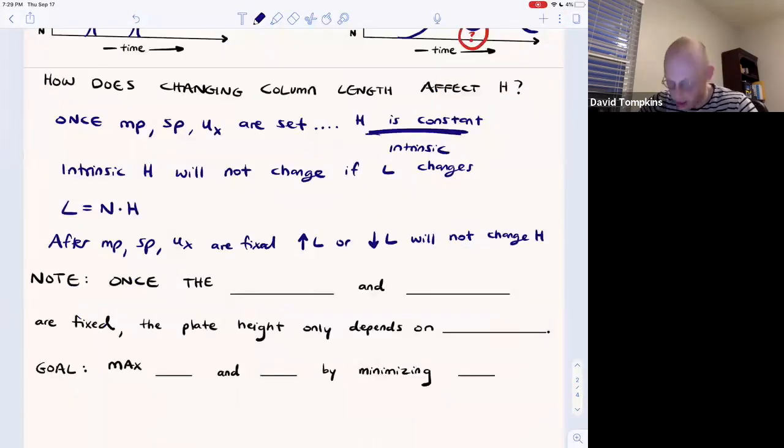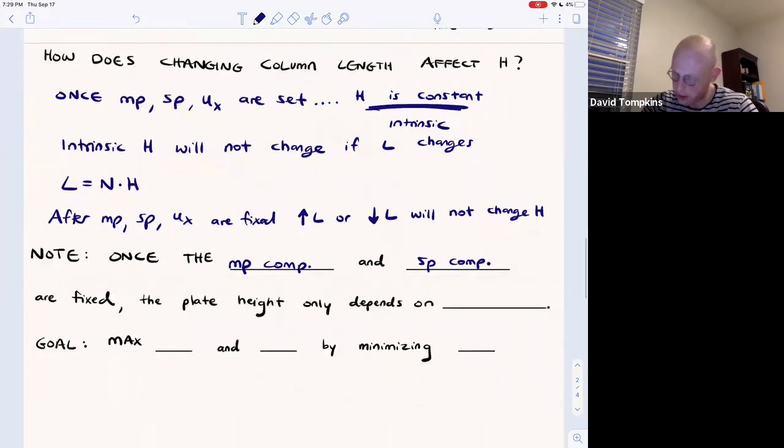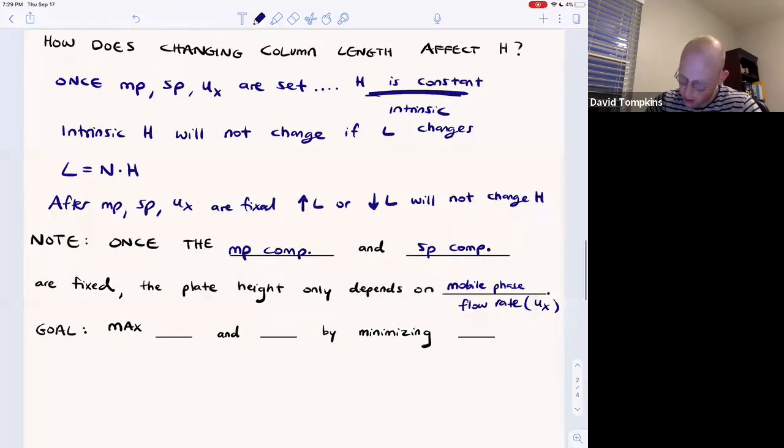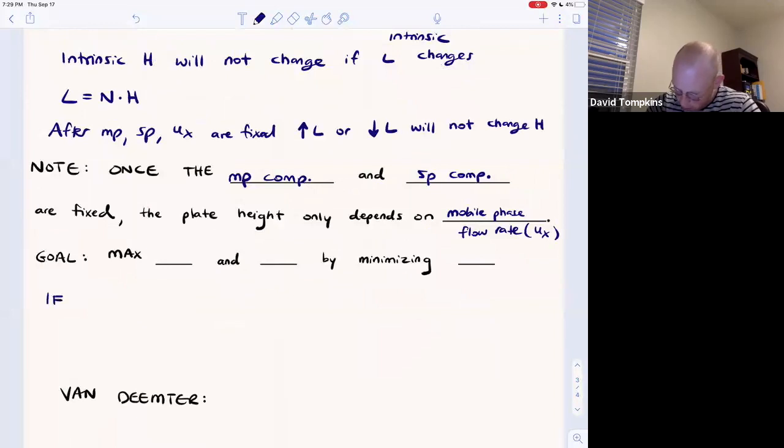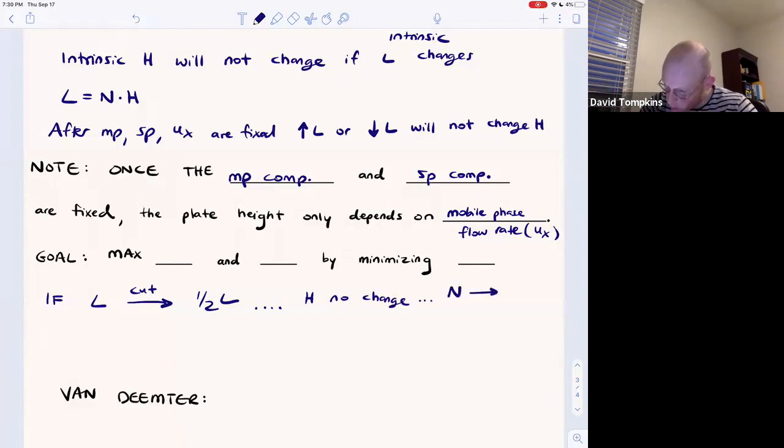So once again, let me restate that. Once your mobile phase composition and your stationary phase composition are fixed, the plate height only depends on the mobile phase flow rate, which is, in terms of linear flow rate, written as mu sub x, or u sub x. So for example, if you have a column of length L, and we cut it in half so that it's 1/2 length, then the plate height, it's still the same distance in between theoretical plates. Plate height does not change. But the number of plates will go down by a factor of 2 to half of its original value.